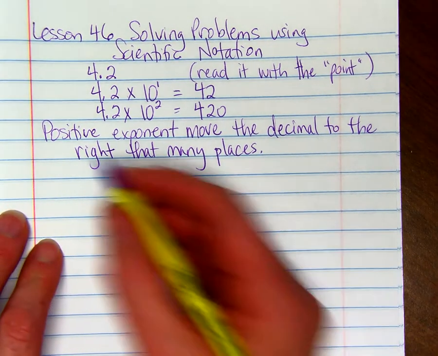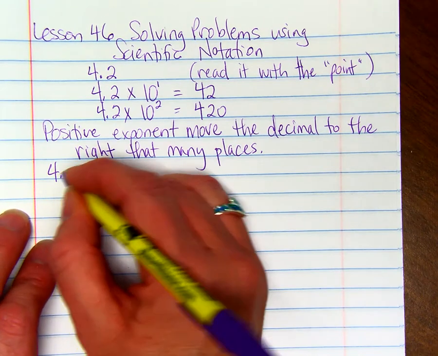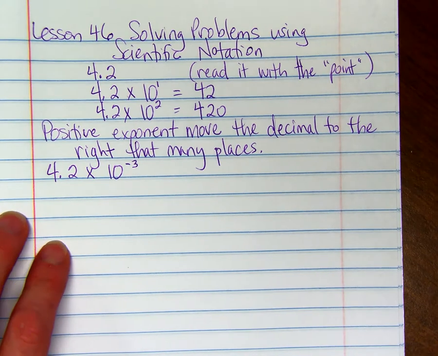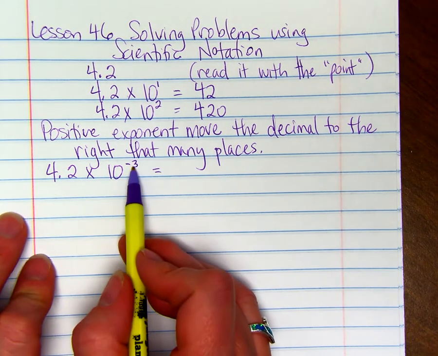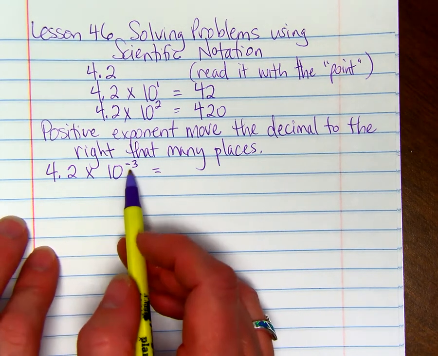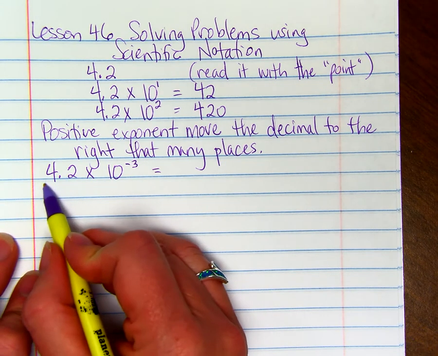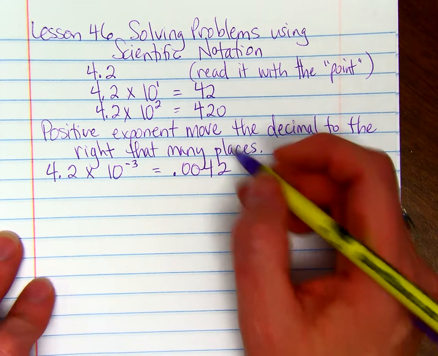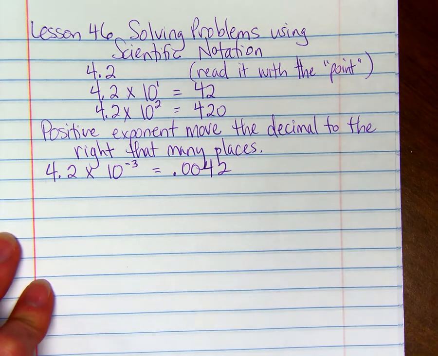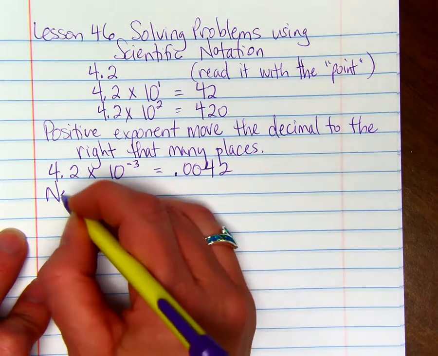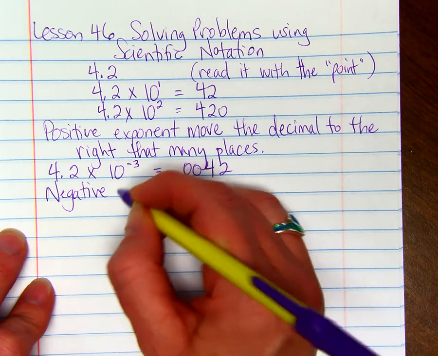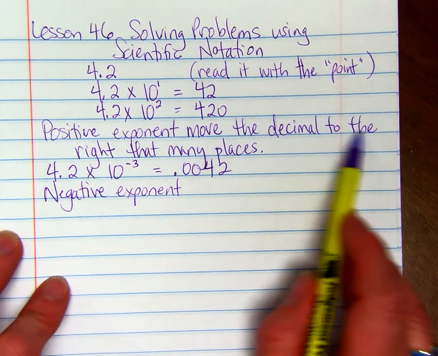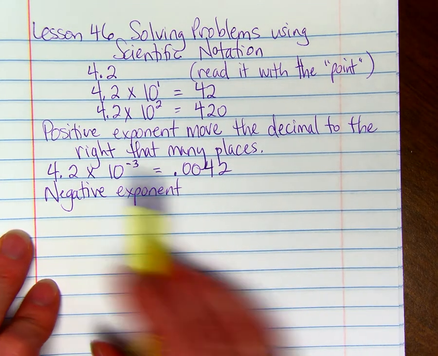Now when it's a negative exponent, so let's say we have 4.2 times 10 to the negative 3, we're going to move it 3 places to the left. So the negative just means move it to the left. So if I move it 3 places to the left, I'm going to have 42 10,000ths. So the negative exponent just means move the decimal to the left that many places.